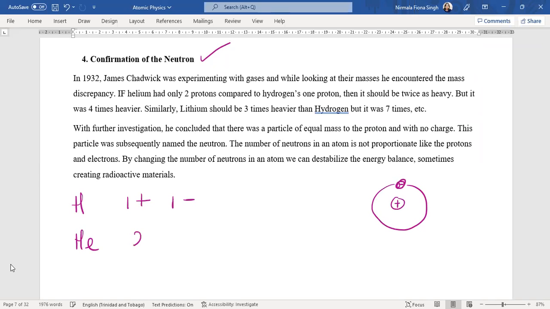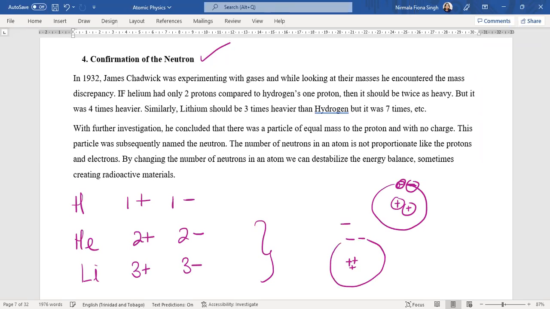Then we have helium. Helium has 2 positive charges, 2 electrons. So this is what we have for helium. Then we have lithium. Now, this is where our story changes. We notice a big change in the story. We have lithium now, which has 3 positive charges, 3 protons, and 3 electrons, or 3 valence electrons. So we now have 3 positive charges and 3 electrons in this story for your lithium.